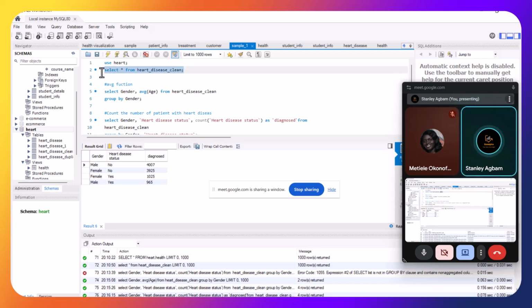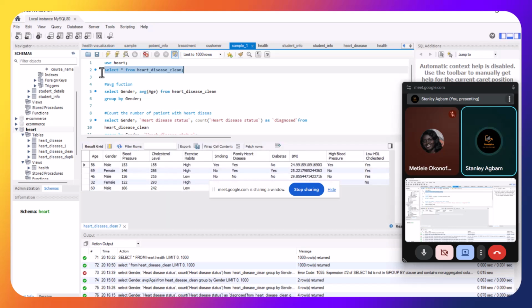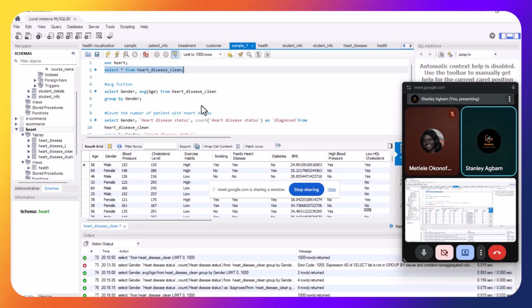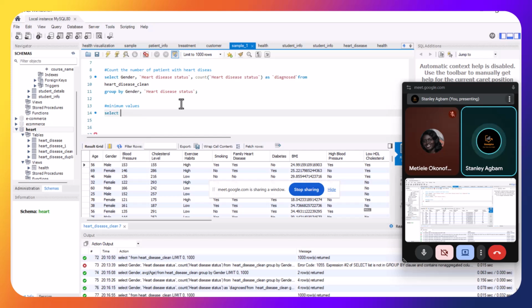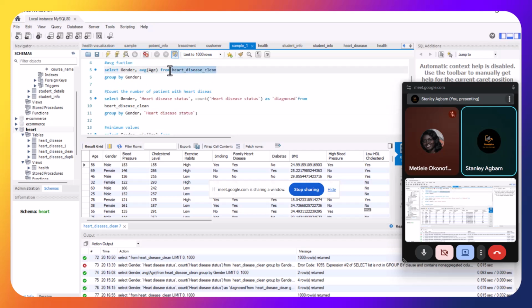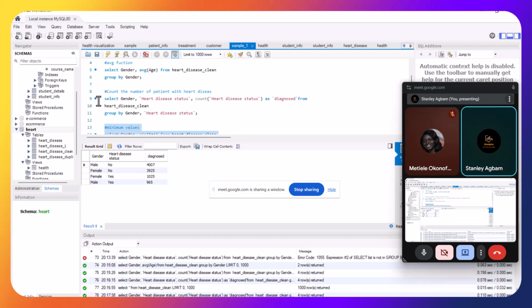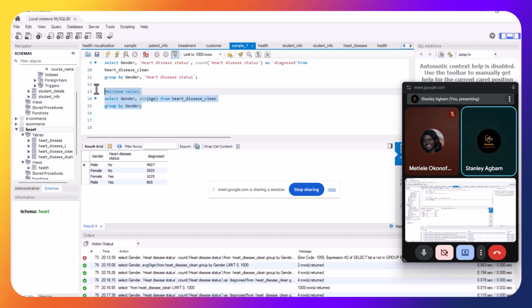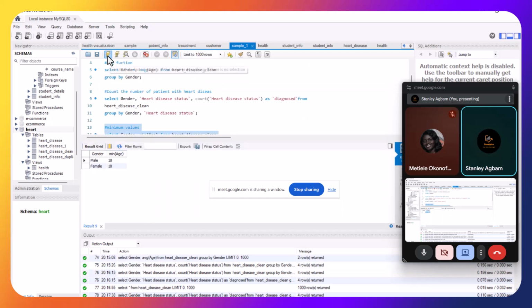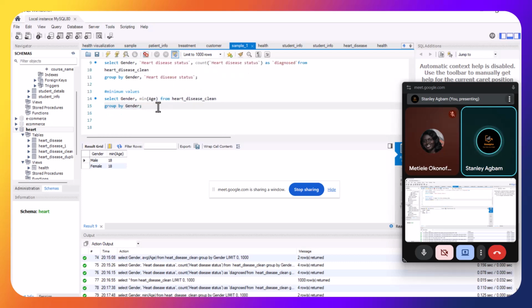Now let me see if I can pick up a particular analysis to work on. Okay, yeah. Select gender. Minimum age from, group by gender. No, that's the wrong code. So the minimum age for the male and female are both 18 years of age. So the maximum value. So instead of minimum, just change it to maximum.